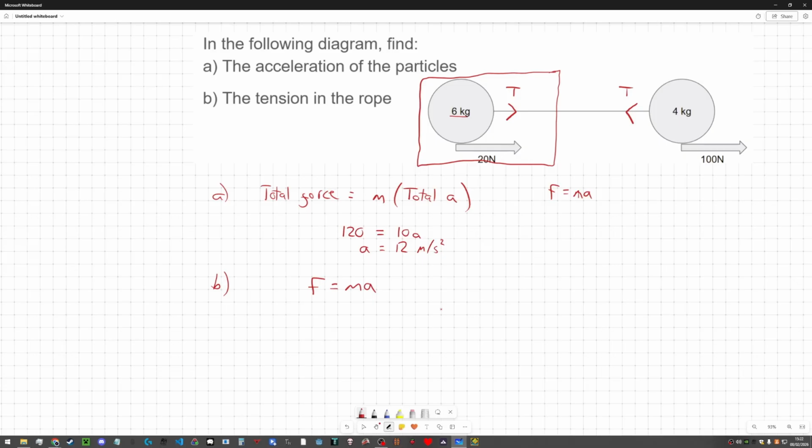So our force is 20 newtons plus T. Our mass is 6 kilograms. And our acceleration is what we calculated in part A, so we know it's 12 meters per second squared. As such, T is equal to 72 minus 20, which is 52 newtons. That's the tension in the rope.